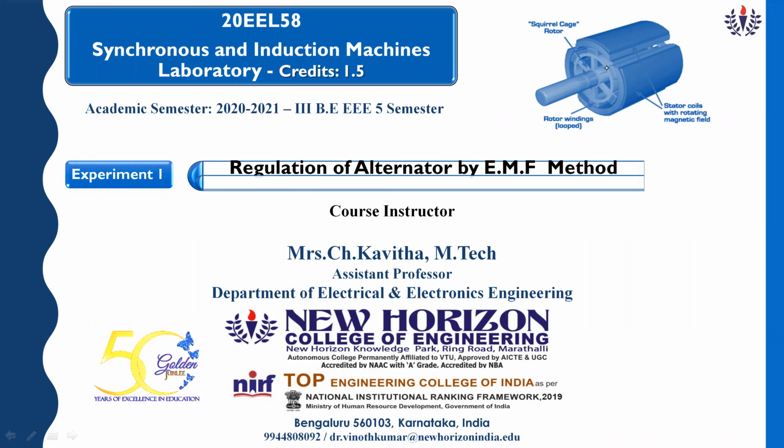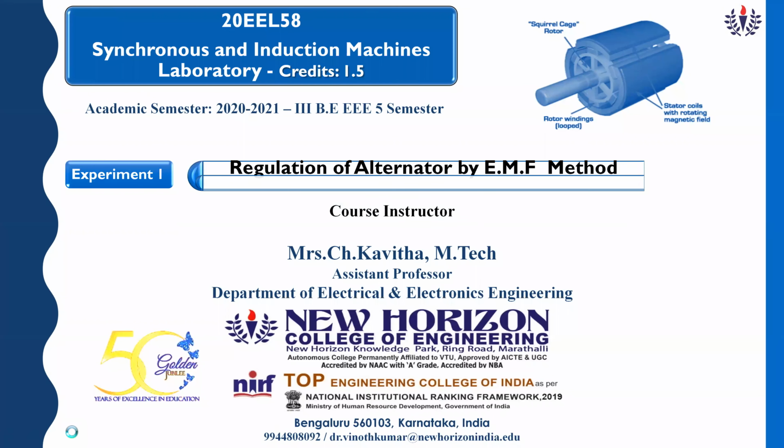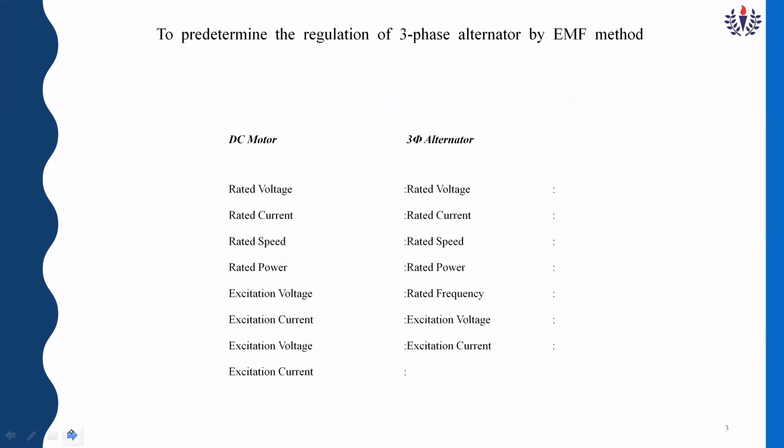So before going to this alternator test, let me see what is the main aim of the experiment. The main aim of the experiment is to predetermine the regulation of a three-phase alternator by the EMF method. You can see the aim: to predetermine the regulation of alternator by EMF method.